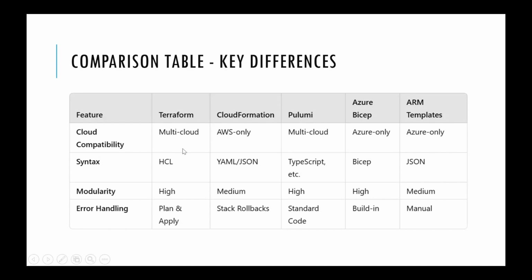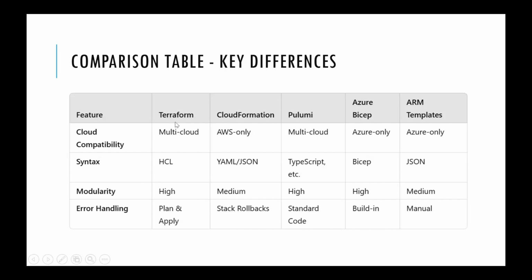Syntax: we use HCL for Terraform. We use YAML or JSON for CloudFormation. TypeScript, Python, Go for Pulumi. For Azure Bicep, the syntax is Bicep, and for ARM templates, this is JSON.